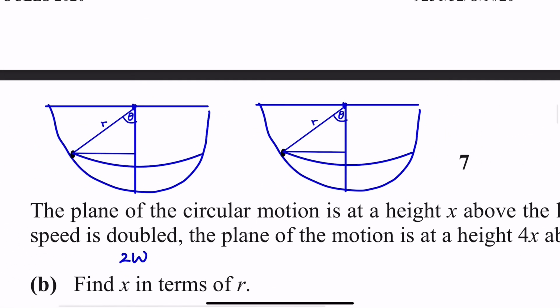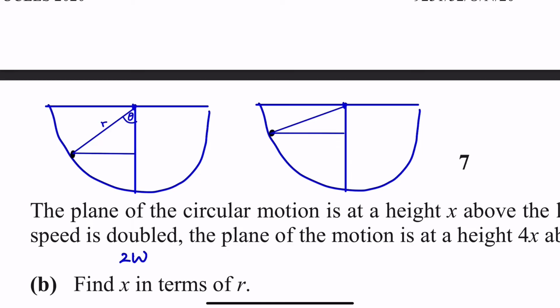Okay, so this is our original situation, and now we have another situation where our particle has moved up. So around here, we have a similar situation. Okay, so this is still r, right? The radius of the sphere would not change.